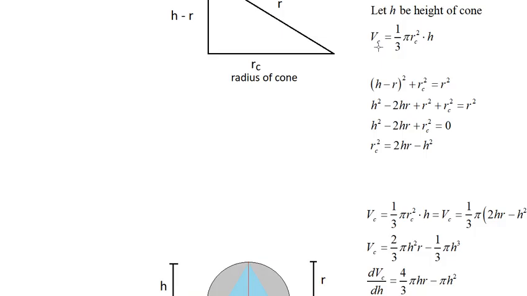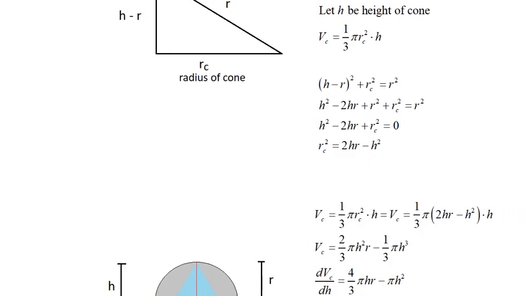Once again, the volume of the cone is 1/3 times pi times r sub c squared times h. But r sub c squared is 2hr minus h squared, and then times h. And then simplify, we have 2/3 pi h squared r minus 1/3 pi times h to the third.